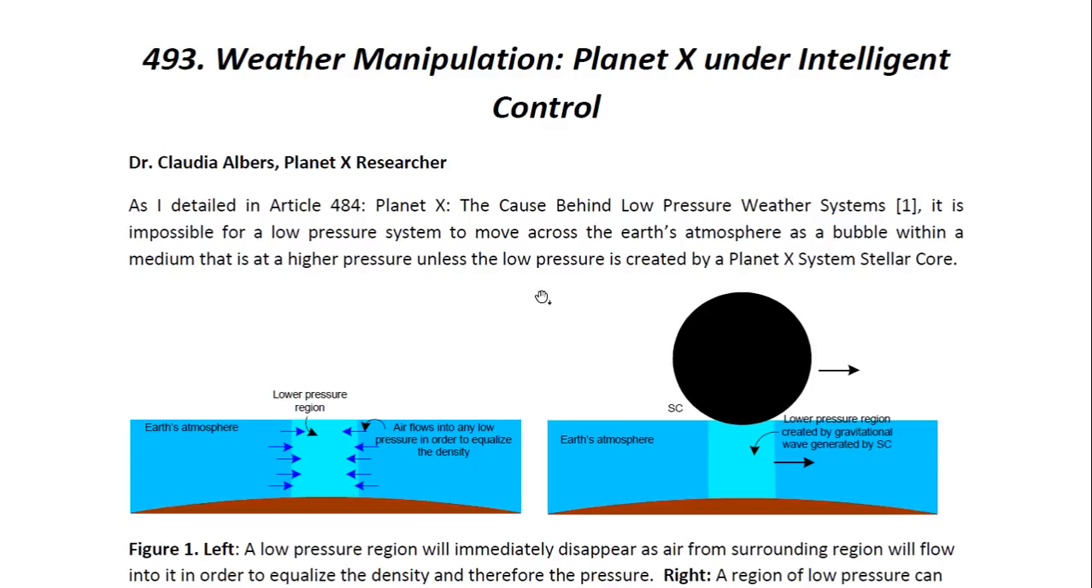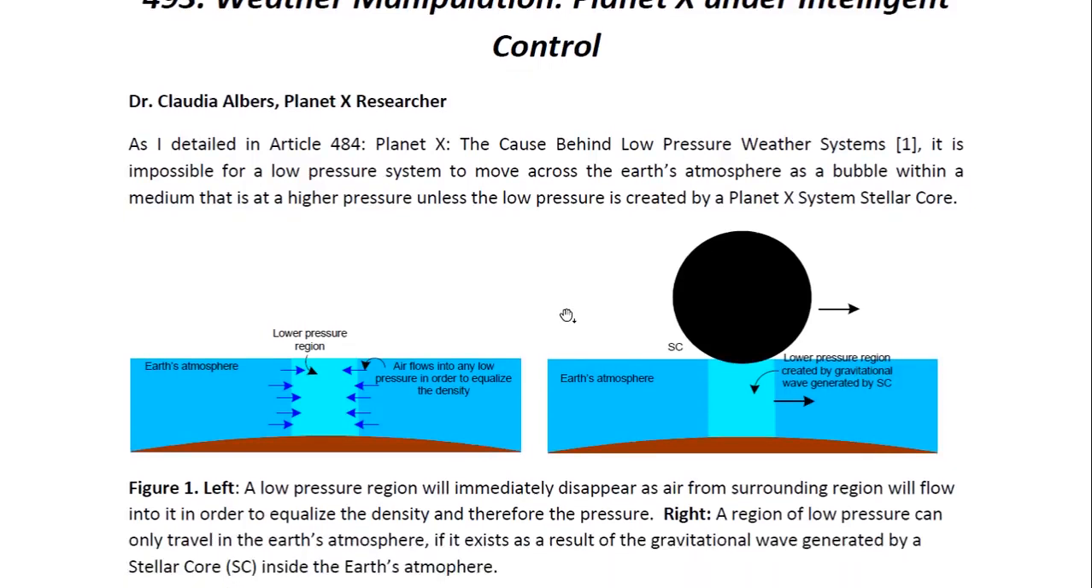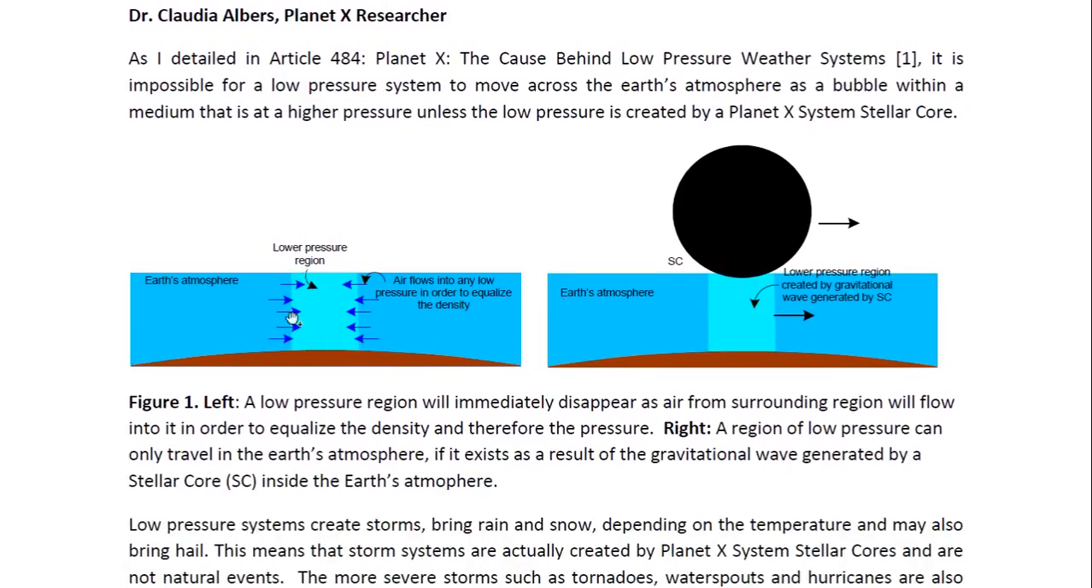Now, as I detailed in Article 484 entitled Planet X, the cause behind low-pressure weather systems, it is impossible for a low-pressure system to move across the Earth's atmosphere as a bubble within a medium that is at a higher pressure unless the low pressure is created by a Planet X system's stellar core. And this is illustrated here.